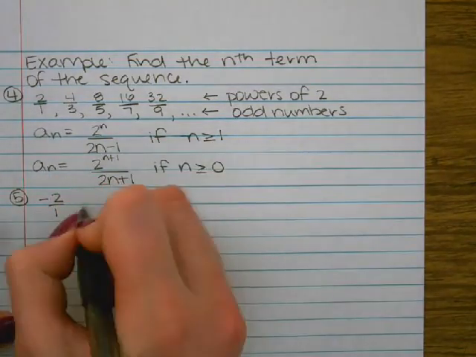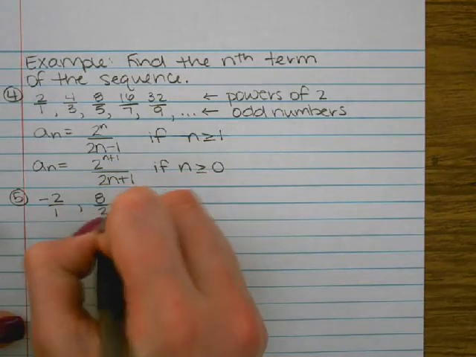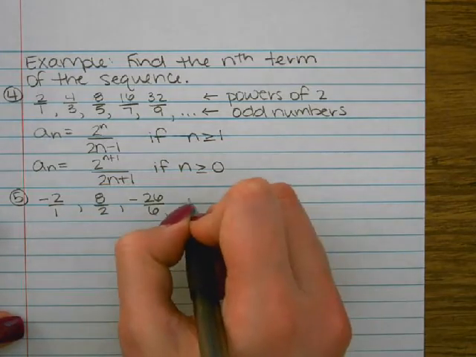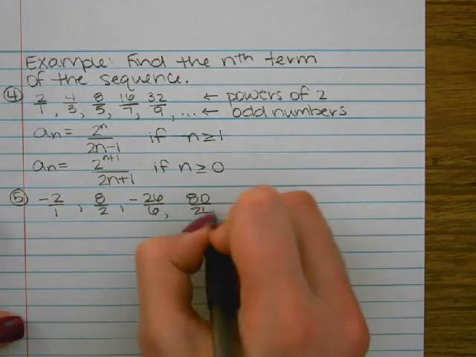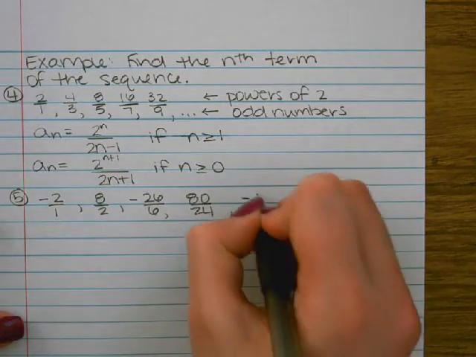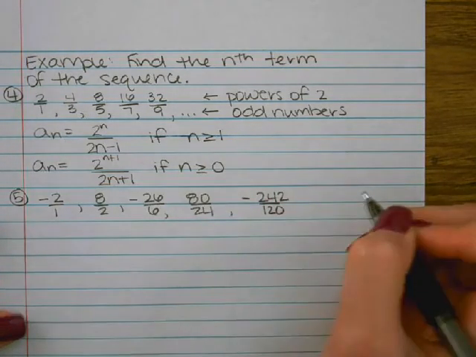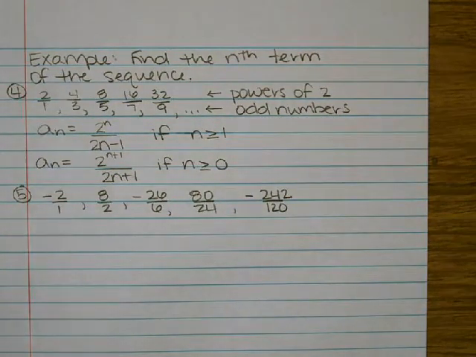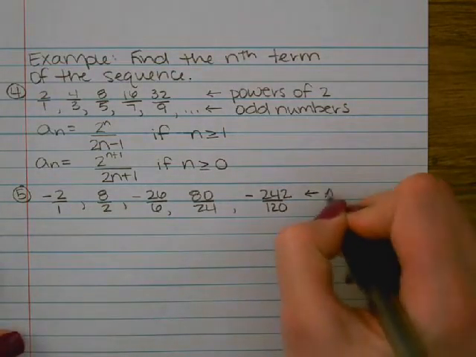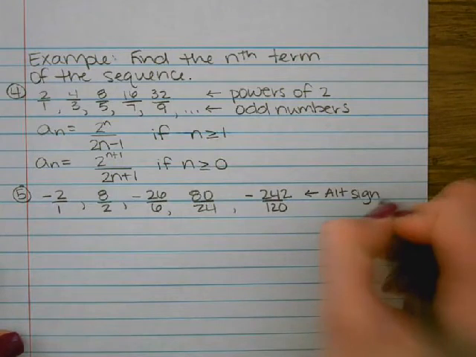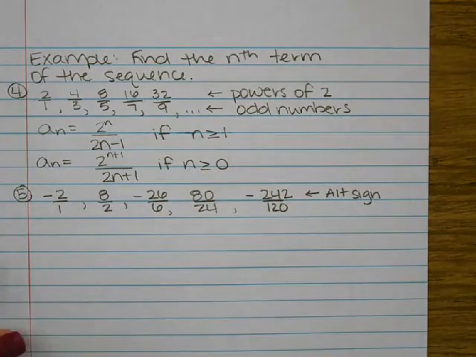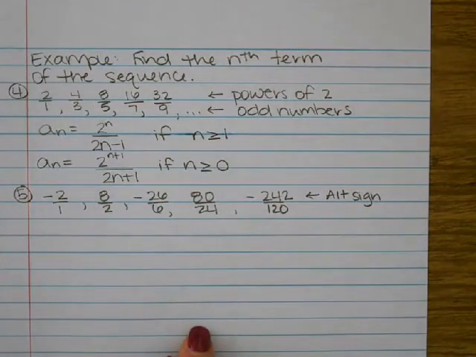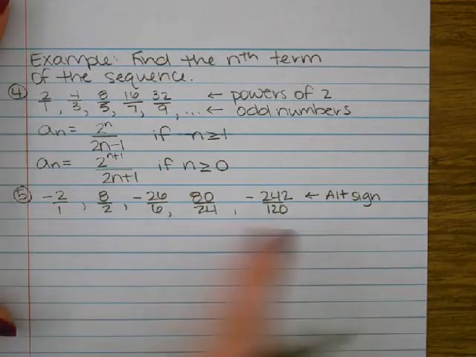So we're going to look at negative 2 over 1, positive 8 over 2, negative 26 over 6, positive 80 over 24, negative 242 over 120. All right, so if you look at the top, you can see the signs are alternating. Negative, positive, negative, positive. So I know that the top pattern is going to be alternating signs. The other thing, you might look at this and feel kind of weird. I might notice that there's something in common with these numbers, but you might not. So I'm just going to read off some numbers and see if you notice it.